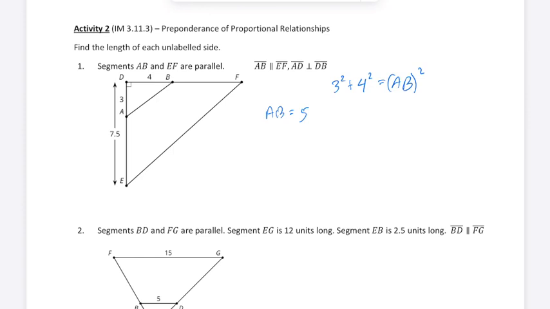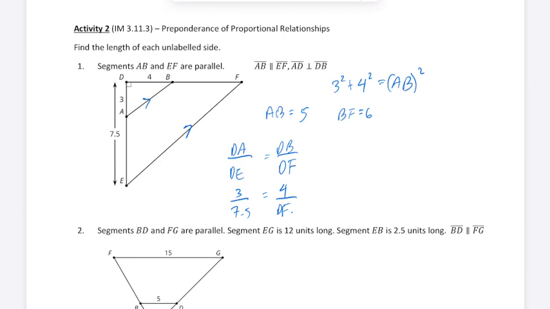All right, and then DF. So we know that because AB and EF are parallel, it splits the sides proportionally. So DA over DE will be equivalent to DB over DF. So DA is 3, DE is 7.5, is equal to 4 over DF. So if you do cross multiplication, you're going to get 3DF is 30, so DF is going to be 10. If DF is 10, then BF will be 6.